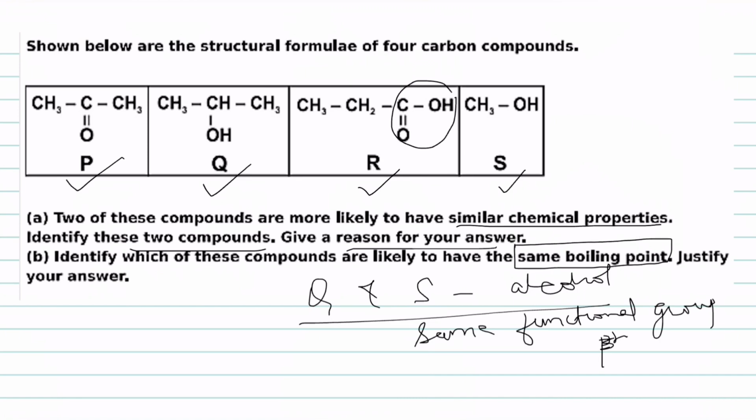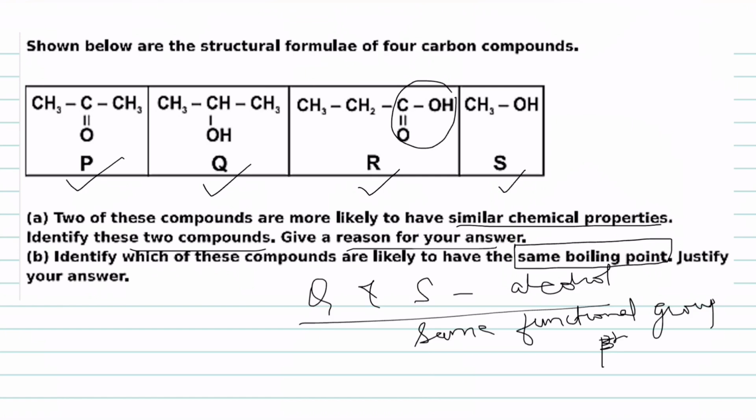Same boiling point? Actually, none of them. Why? Because all of them have different formulas. None of them are identical. To have the same boiling point, two compounds need to be identical, because even a slight change in structure would have an impact on the boiling point or melting point. Even two structural isomers of the same compound would not have the same boiling point. The boiling point would differ slightly at least.